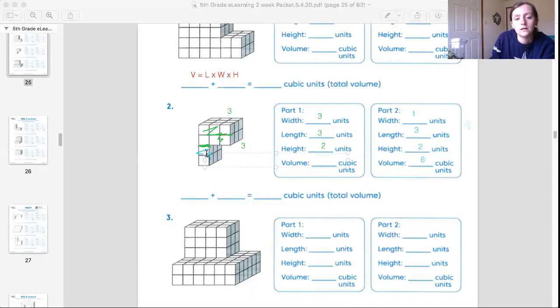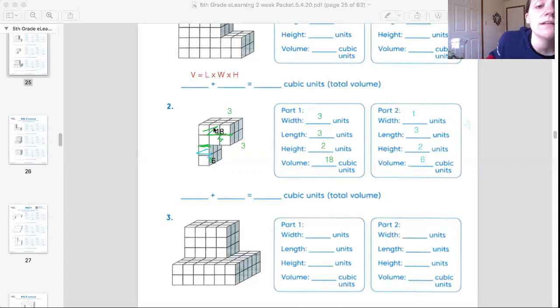Okay, and then we're going to find the volume of this shape up here by taking 3 times 3 times 2. I know that 3 times 3 is 9. 9 times 2 is going to give me 18, right? So I have 6 down here, and then I have 18 up here for this shape.